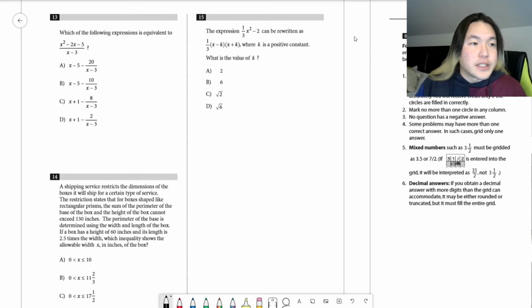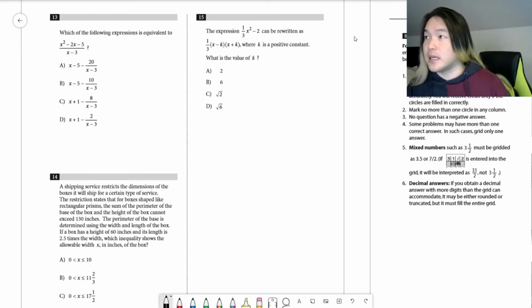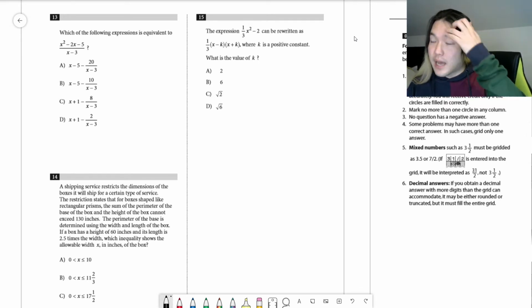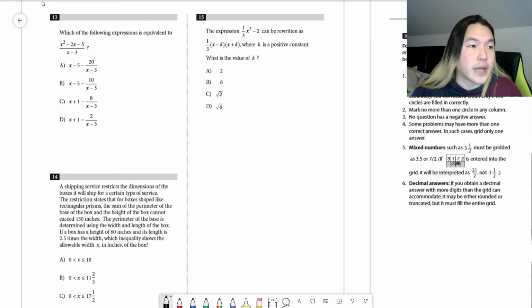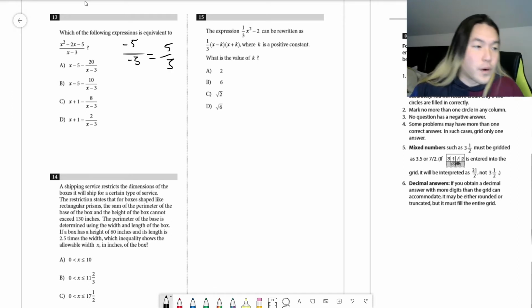Which of the following expressions is equivalent to x squared minus 2x minus 5 divided by x minus 3? And we have 4 choices here. I'll give you a little hint. A really easy way to try these types of problems, if you're not feeling confident in your algebra or if you're running out of time, is to just plug in 0 for x. So what happens if you plug in 0 for x in this expression here? You get 0 minus 5 divided by 0 minus 3. That's equal to 5/3. So the one of these 4 that is equivalent to this one up here should also equal 5/3 if we plug in 0 for x.